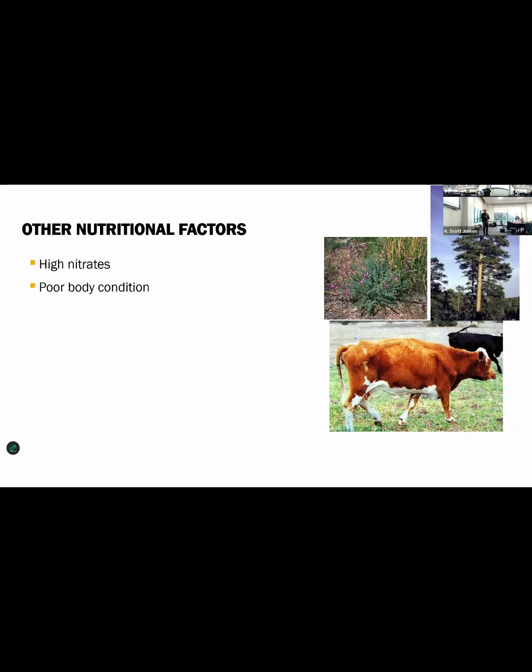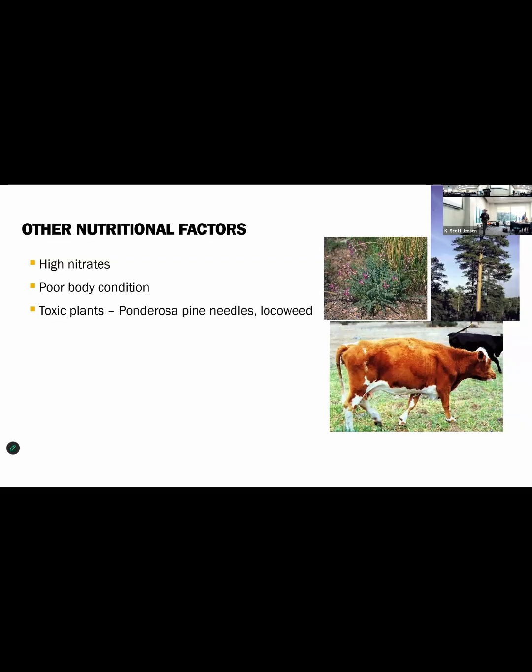The other thing is poor body condition. Now, it's really hard once we get past about 45 days of pregnancy to starve a cow enough to get her to abort. But those poor body condition score cows early in the breeding season are the ones in which we might experience some more early embryonic mortality, because that nutritional stress is causing that cascade of events that we talked about in that one graph not to happen in the proper manner.